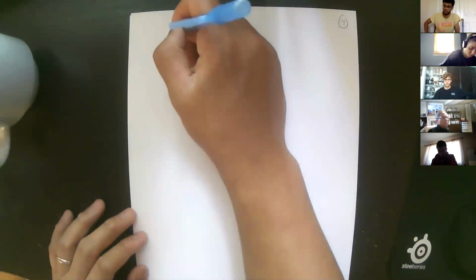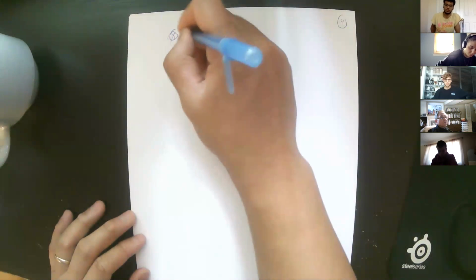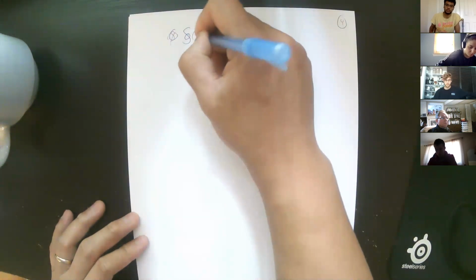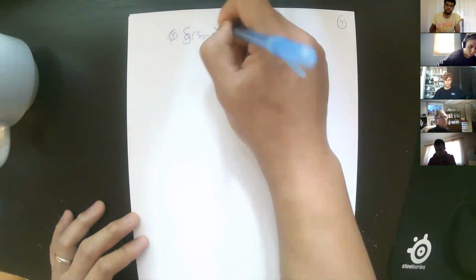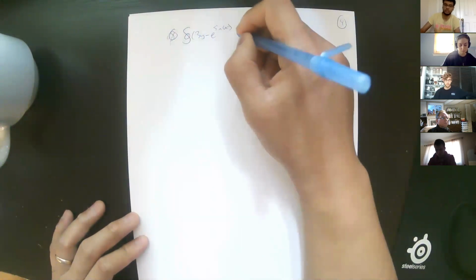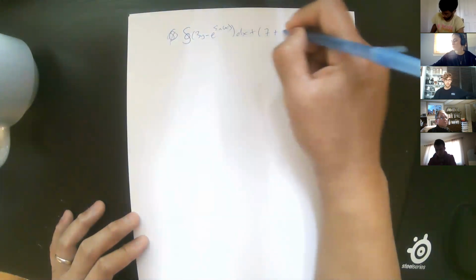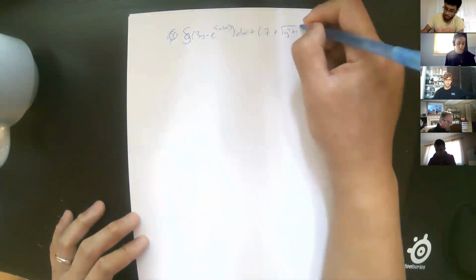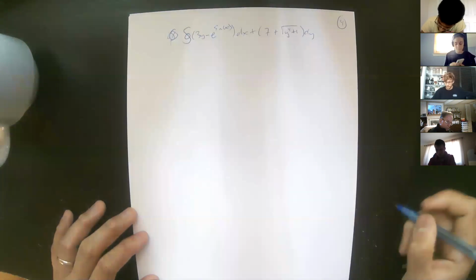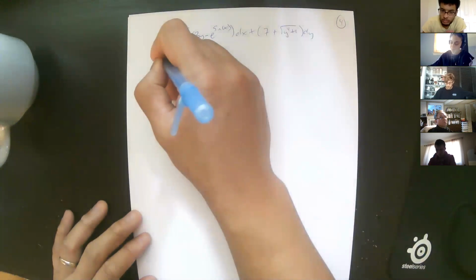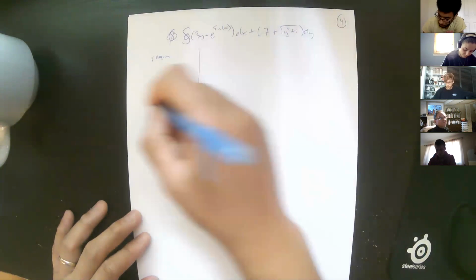So I'm going to do this integral. That looks hideous, but that integral: 3y e to the sine x dx plus 7 plus dy. That's pretty nasty. And my region will be this.